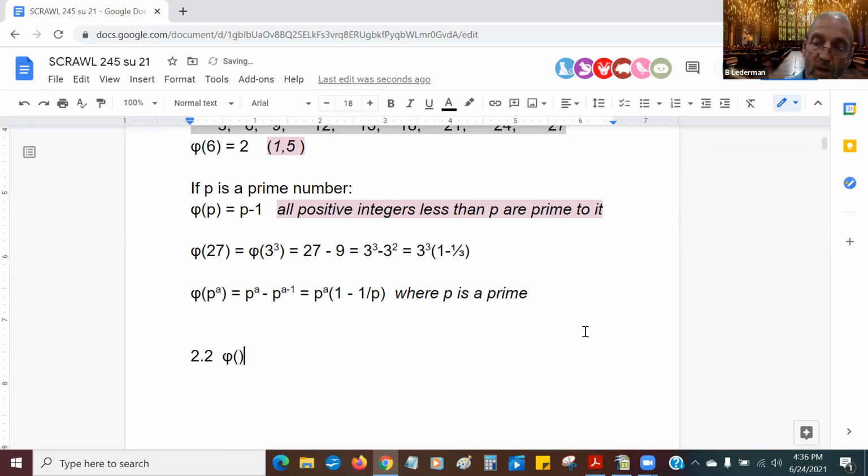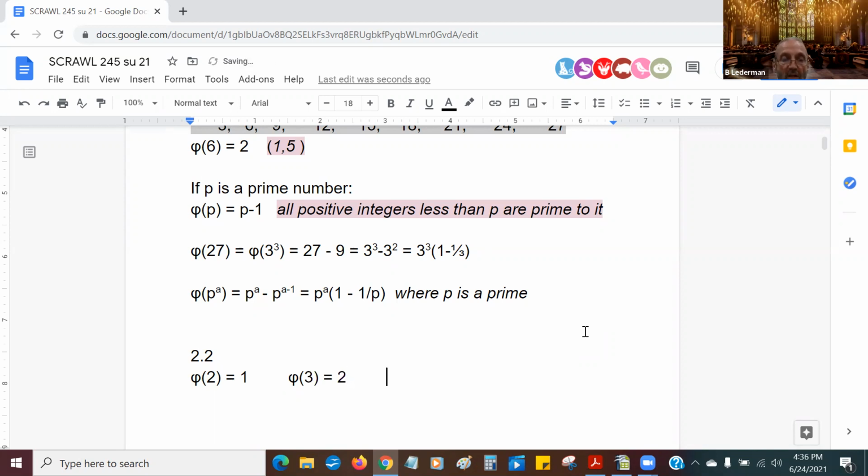Phi of 2 equals 1, because 1 is the only number that's relatively prime to 2. And phi of 3 equals 2. Again, these are prime numbers. Now, what about phi of 6?